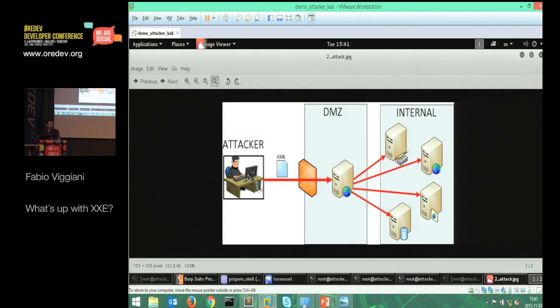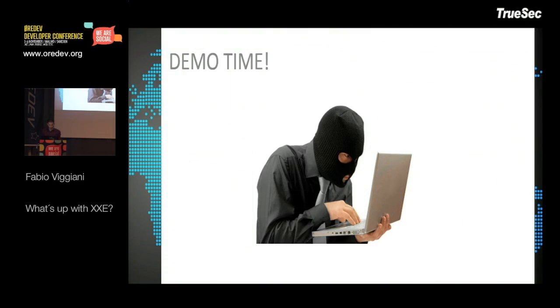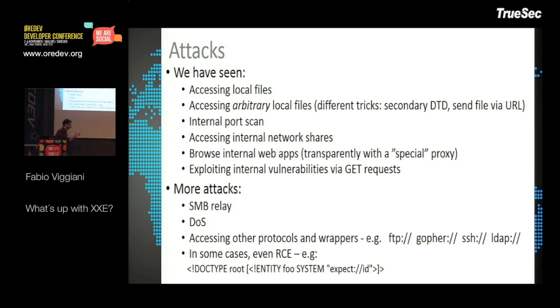So a combination of different techniques made this XML parsing really bad, right? Just to summarize, we've seen how to include local files, how to access different types of resources, how to make internal scans and exploit internal vulnerabilities. So they will be much more common than externally. And there are more attacks we can do. We can do denial of service, of course. We can do SMB relay. And in some cases, depending on how the server is configured, we can even get remote code execution directly.